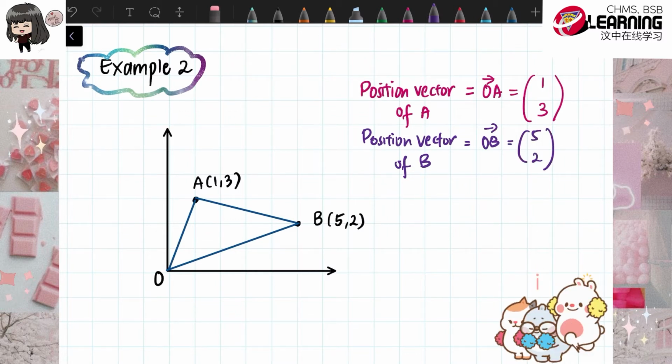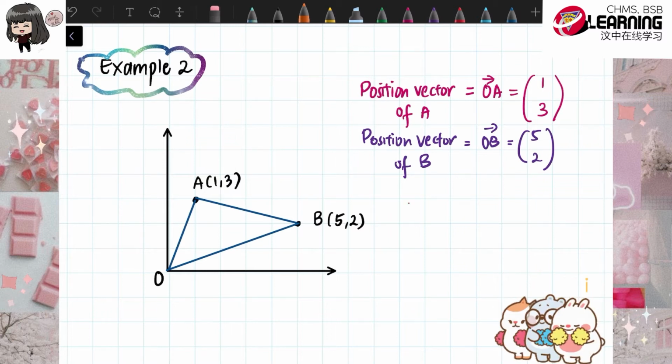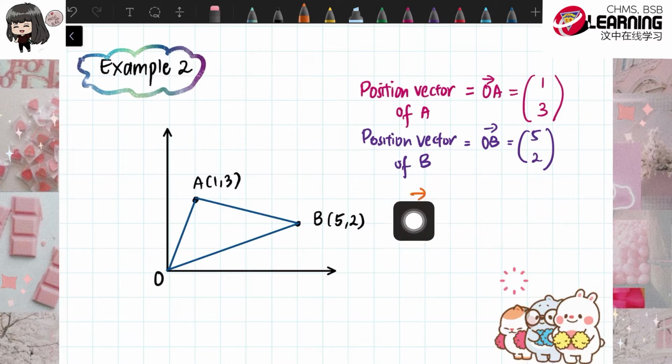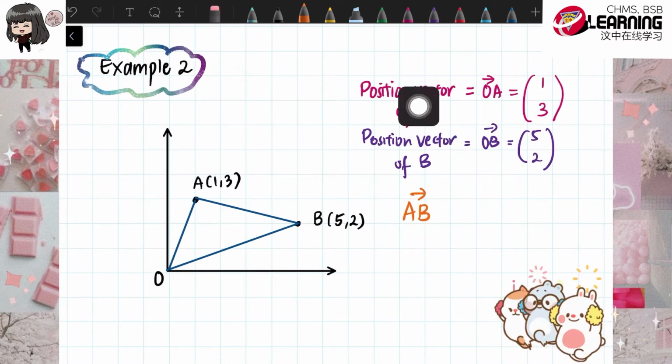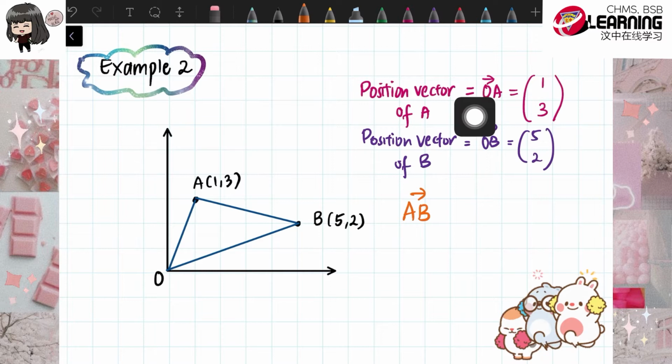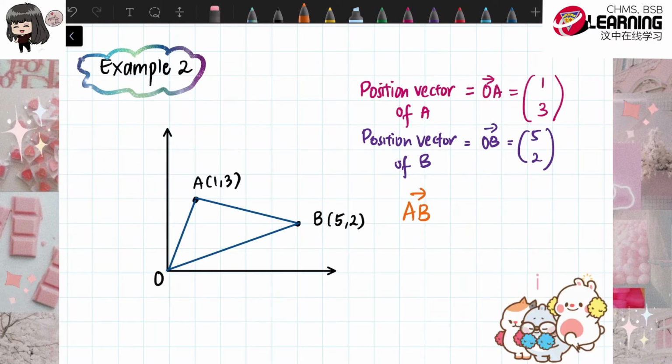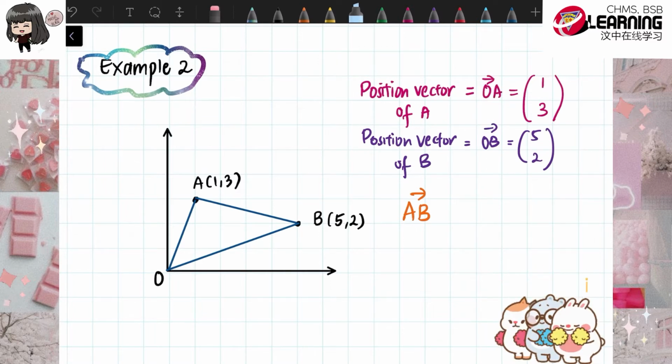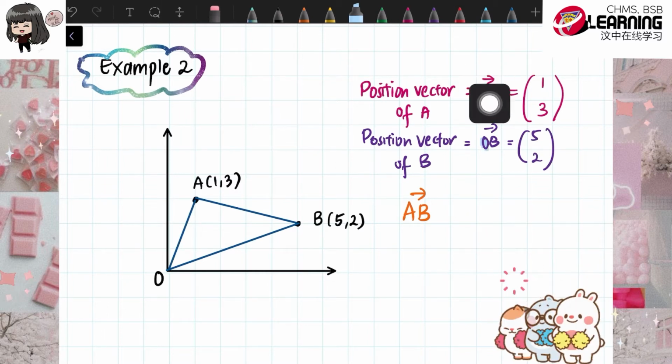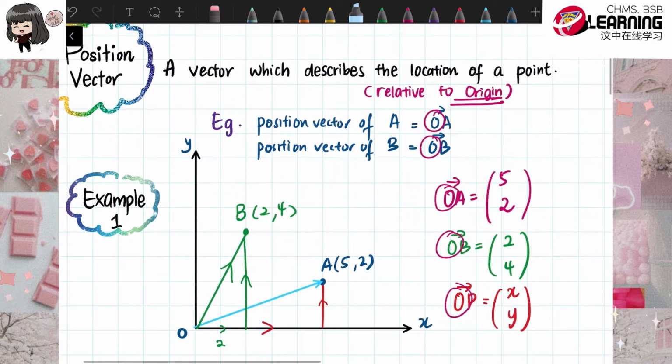Okay, and now my question here, what is my AB? Okay, A to B is not position vector. Position vector shows you the position only. Okay, and it's always relative to O. What I mean by relative to O again is you can see that position vector is always starting from O. Like this one, OA, OB, right? Like example 1, we have OA, OB, you see this? It's all starting from O. So position vector always starts from O.